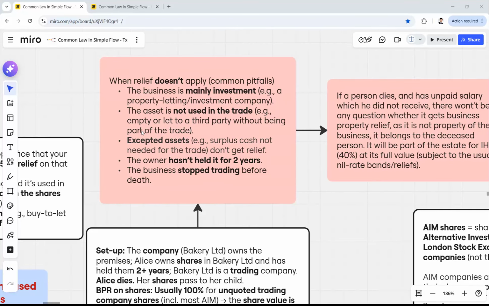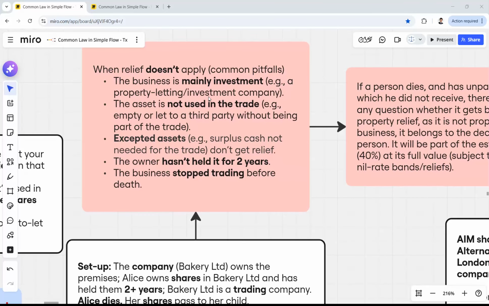Now, when the relief doesn't apply, these are the common pitfalls. Firstly, the business is mainly investment, for example, a property letting investment company. It's not about how you behave yourself. So you think, okay, I'm doing an investment when buying shares of this business. No, it's about what the business actually does.